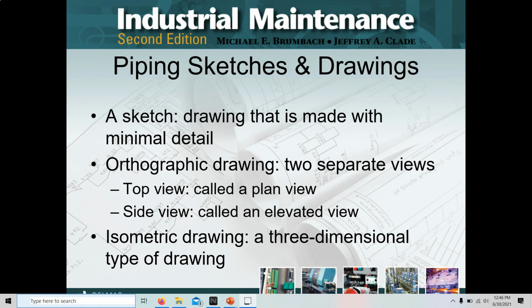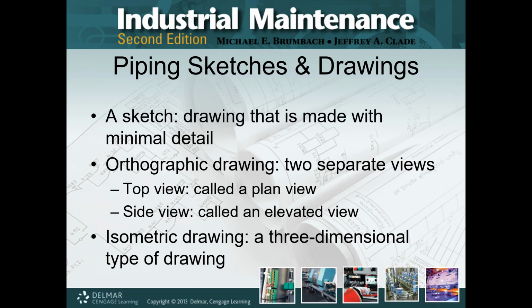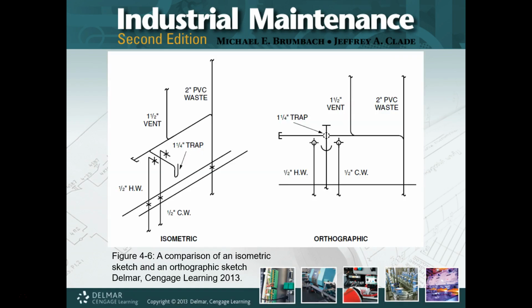Now, there are instances where you can combine these two views into one, and that's called an isometric drawing. It's a three-dimensional type of drawing, as it says here, and it represents both the horizontal and the vertical. What's nice is the vertical is done as a vertical line, but as we'll see here in a second, the horizontal is done at a 30-degree offset. So it's bumped 30 degrees. And you get to see that right here. There it is.